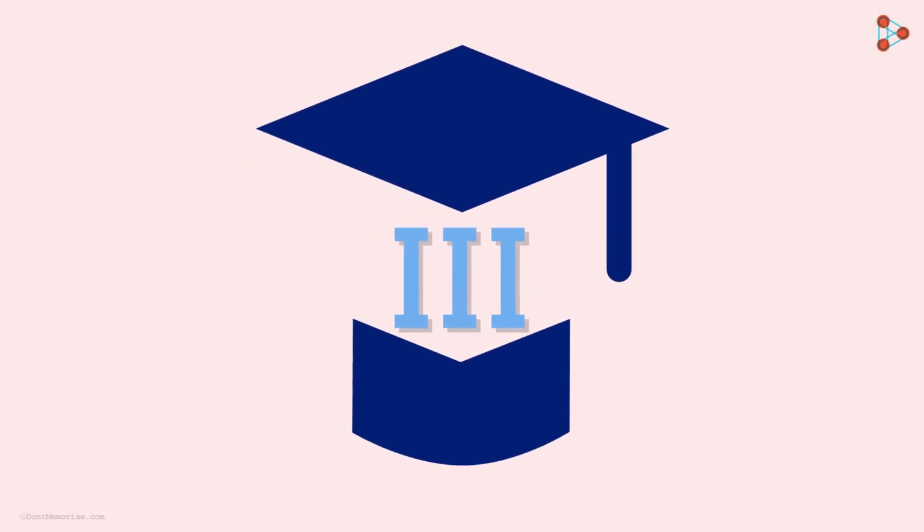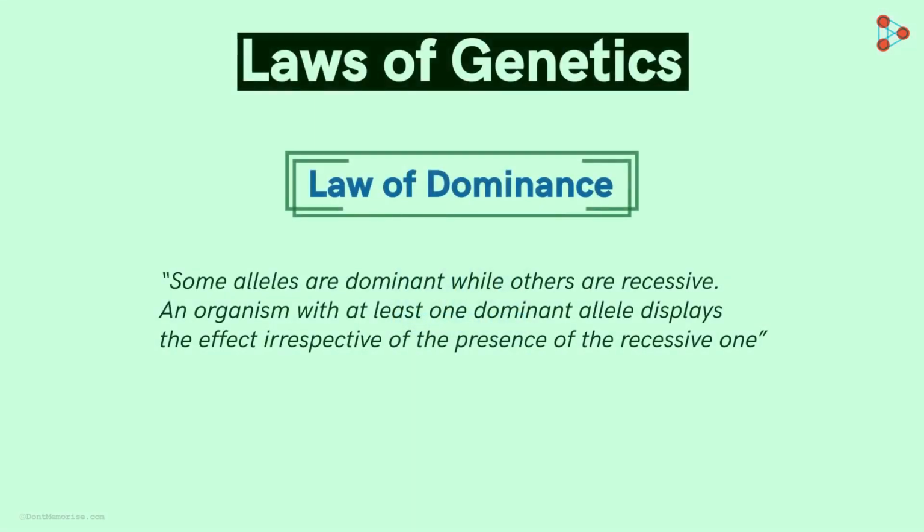The third law of genetics, known as the law of dominance, states that some alleles are dominant while others are recessive. An organism with at least one dominant allele displays the effect irrespective of the presence of the recessive one. The law is actually very simple. Let's take an example and understand it.